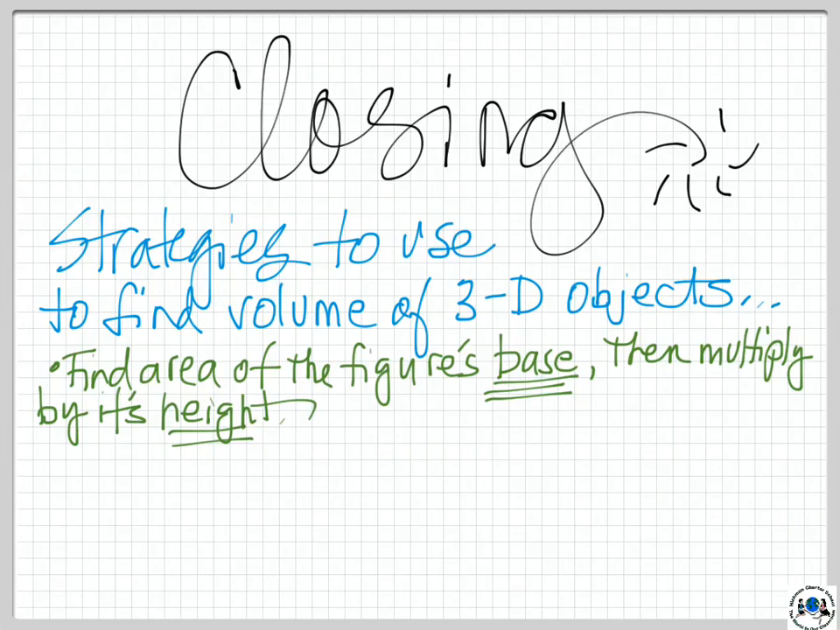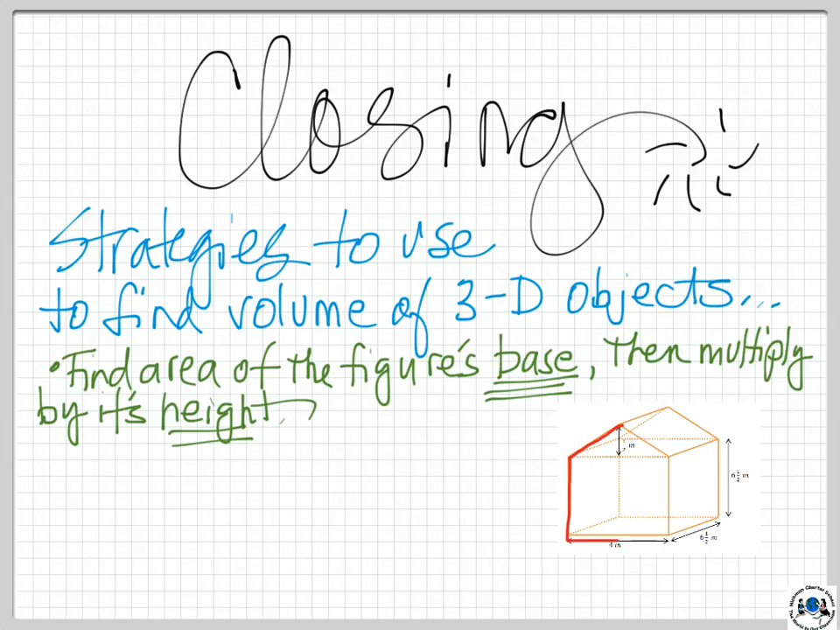So we find the area of the figure's base, which we just did, and then we multiply by its height. So we're doing this. We have area of that triangle, area of that rectangle, and then we multiply by the height. Again, that height idea. You've got to actually change your idea of what height is.